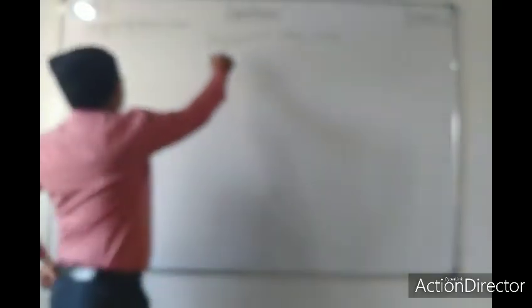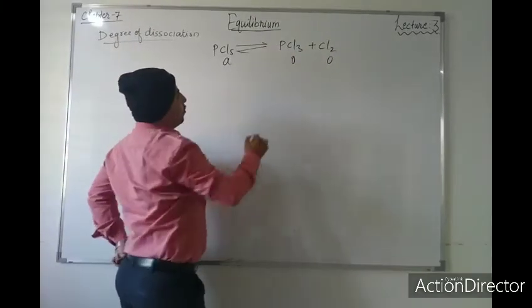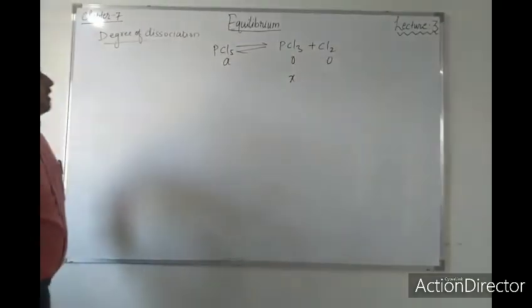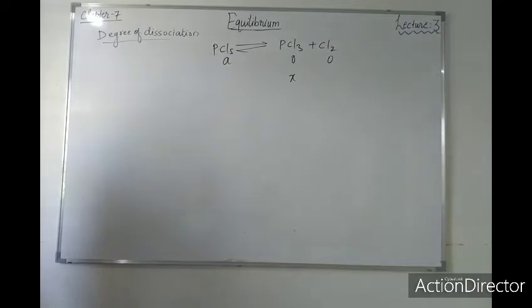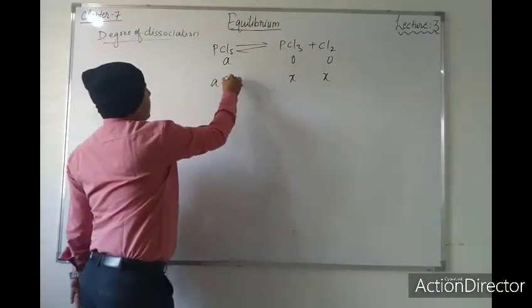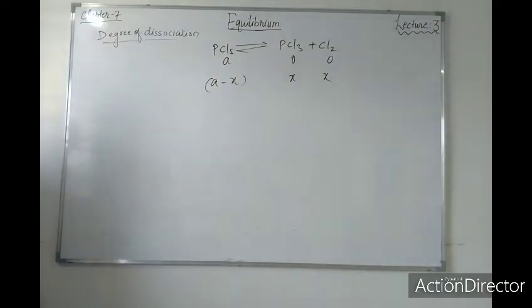Okay, this is our homogeneous reaction. Now, if I talk about the degree of dissociation, initially this was a, the reactant, and this is 0, 0. Now the product was x, PCl3, right? So the reactant and product have changed. So this is also x and this is also x, and this will be a minus x. Right? Degree of dissociation.